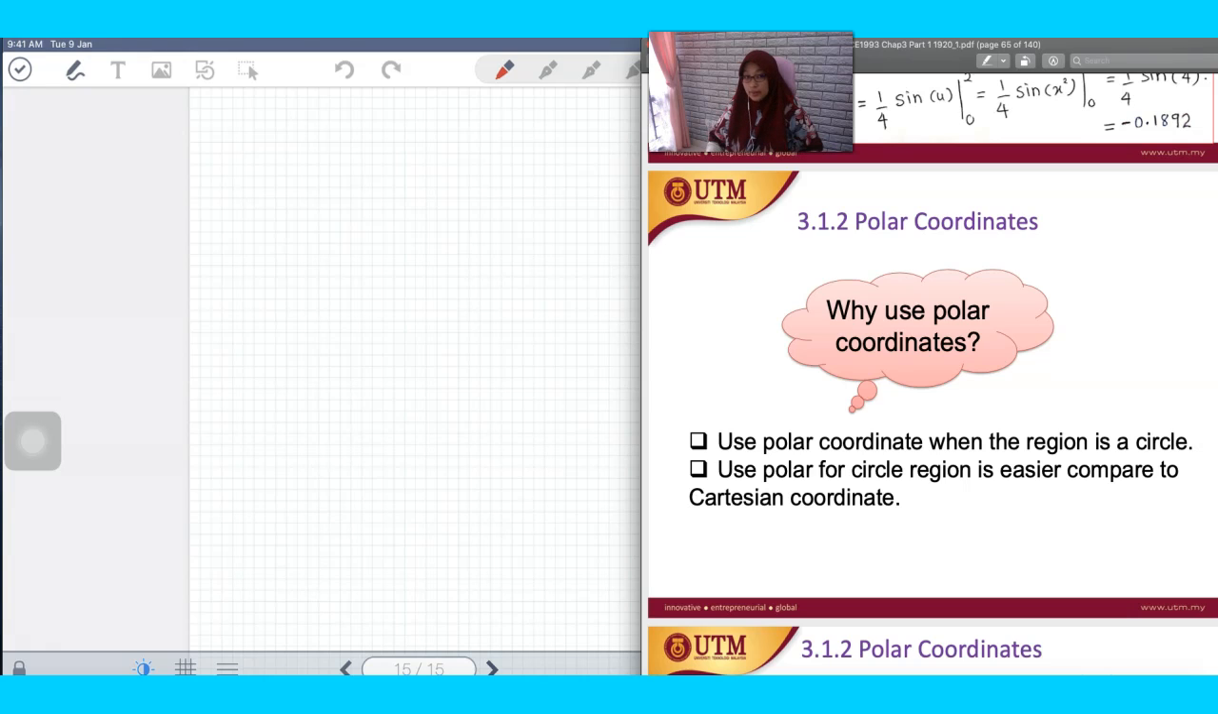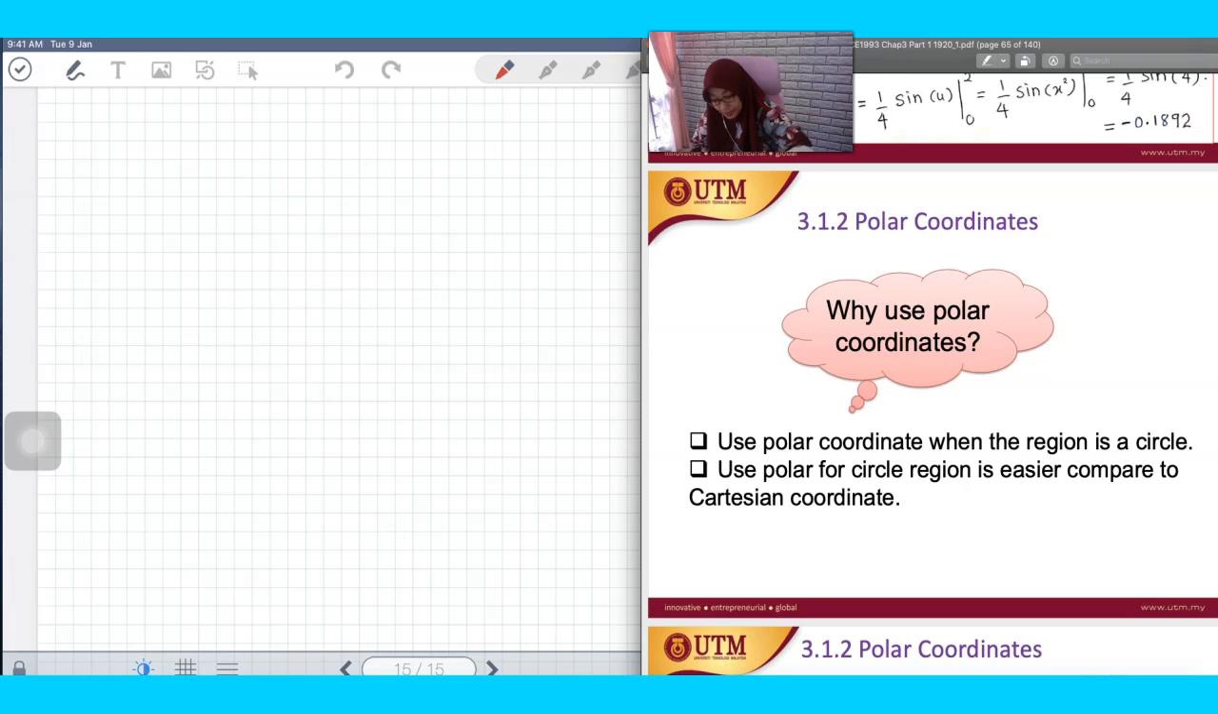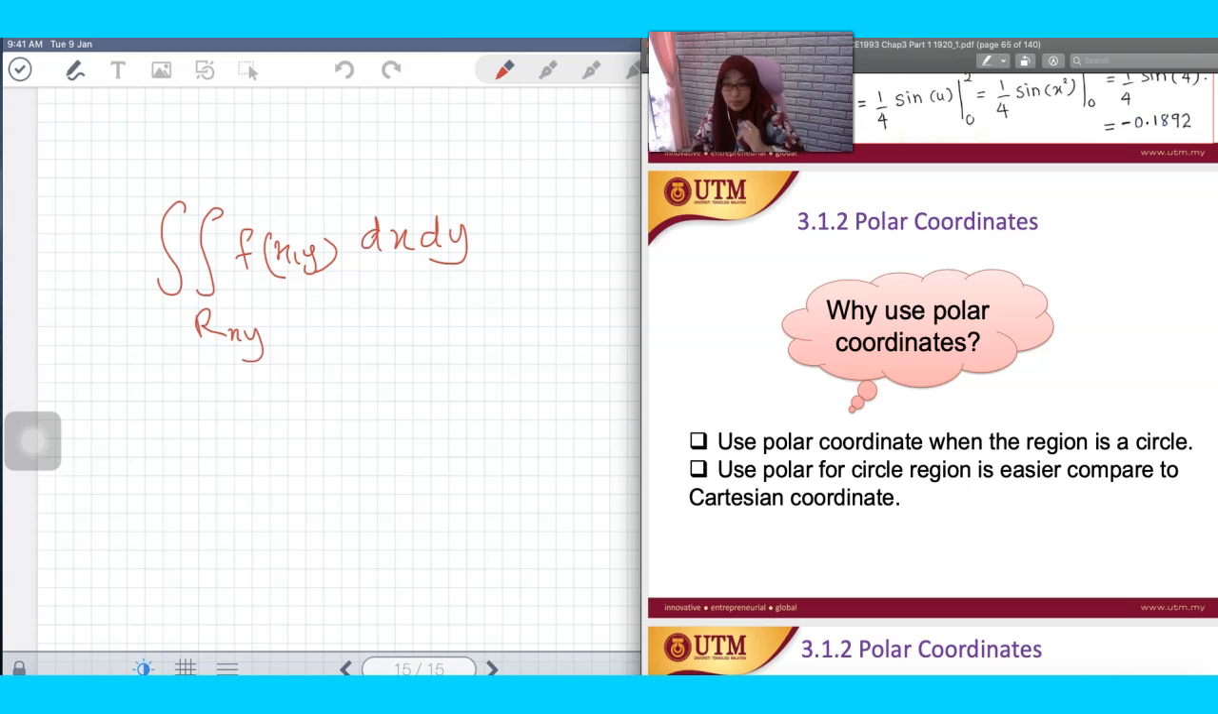Okay, so now we want to look at how we can integrate the double integral using the polar coordinate system, which means that your expression is in terms of... Last time you had the function, the integrand, in terms of x and y, and let's say you have an order dx dy, and your region also lying on the xy plane.